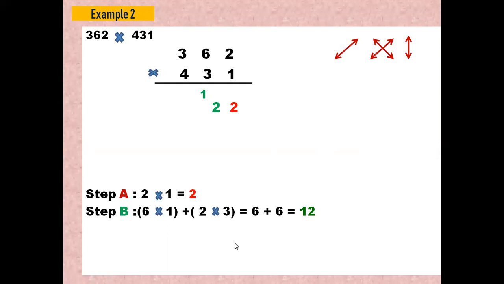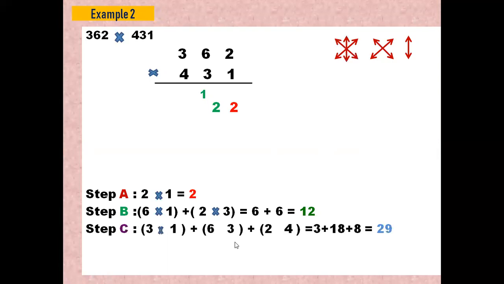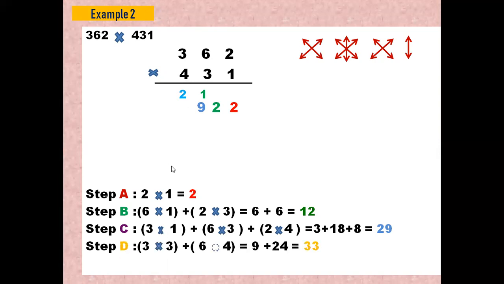Next step is we multiply crosswise as well as vertically and then add. So 3 times 1, crosswise, vertically 6 into 3, and again 4 into 2, which gives us 29. So we write only 9 and the tens digit 2 is carried over. Next step is to multiply crosswise. So 3 times 3 plus 6 into 4 gives us 33. We write only the ones digit and the tens digit is carried over. The last step is we multiply the leftmost digits vertically. 3 into 4 gives us 12.